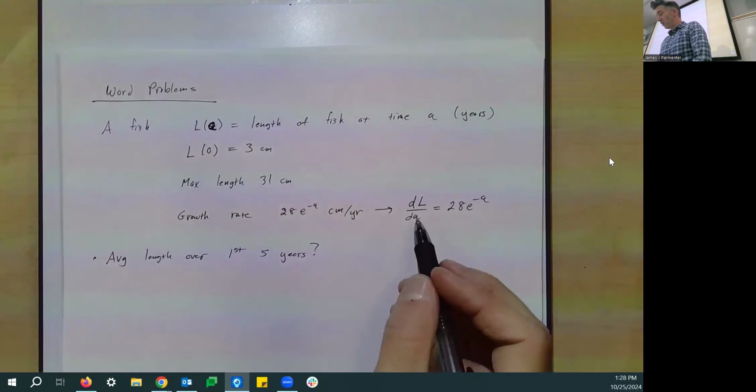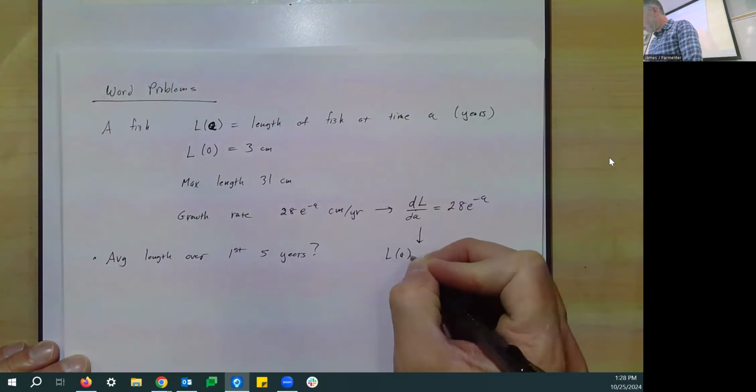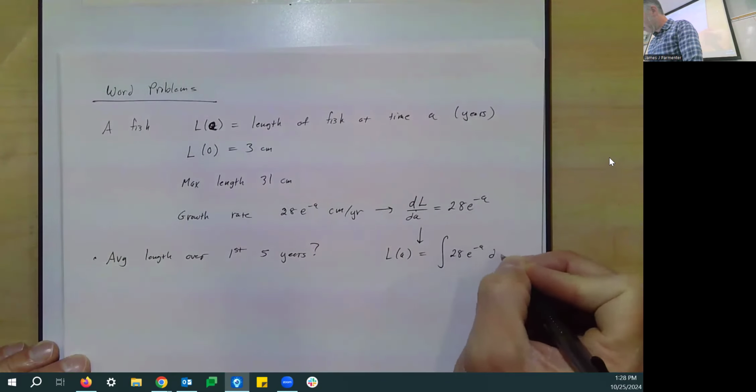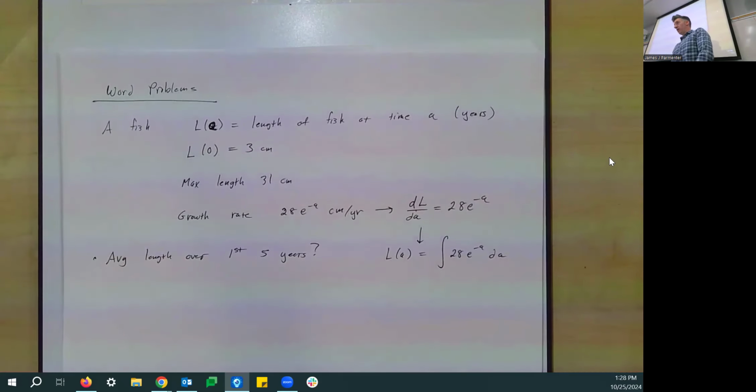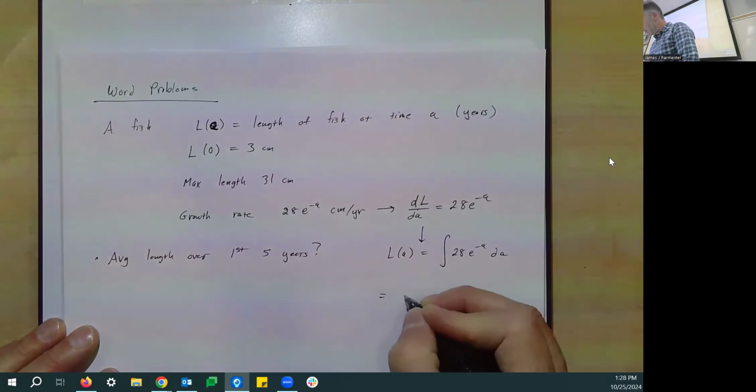So we're going to take our derivative and solve for the function. We're going to solve this differential equation. So to solve dL/dA equal to 28 e to the negative a, that means L as a function of a should be the antiderivative of 28 e to the negative a. If we anti-differentiate that, we get negative 28 e to the negative a, or it's actually 28 e to the negative a divided by -1, but let's write it more simply. So that's going to be negative 28 e to the negative a plus c.